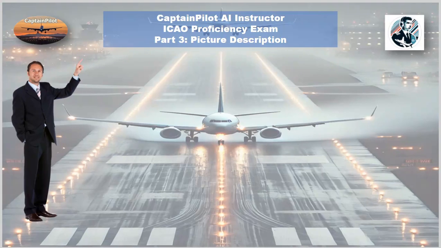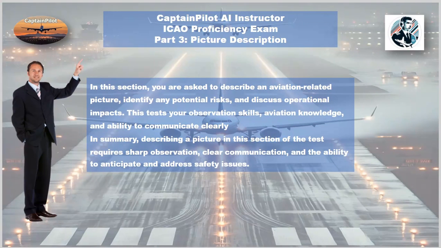Part 3, Picture Description. In this section, you are asked to describe an aviation-related picture, identify any potential risks, and discuss operational impacts. This tests your observation skills, aviation knowledge, and ability to communicate clearly. In summary, describing a picture in this section of the test requires sharp observation, clear communication, and the ability to anticipate and address safety issues.